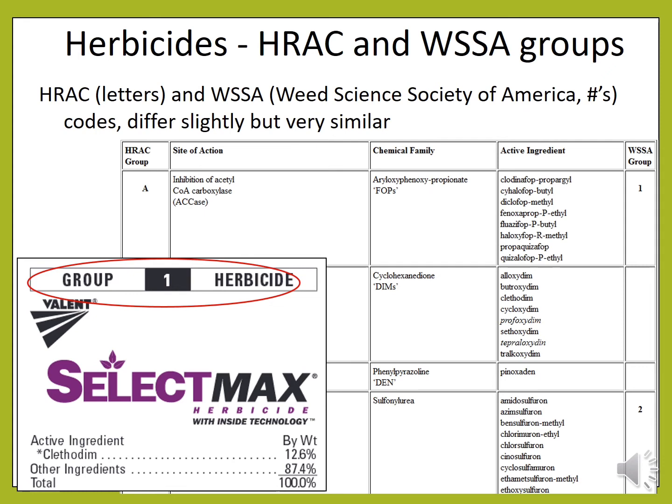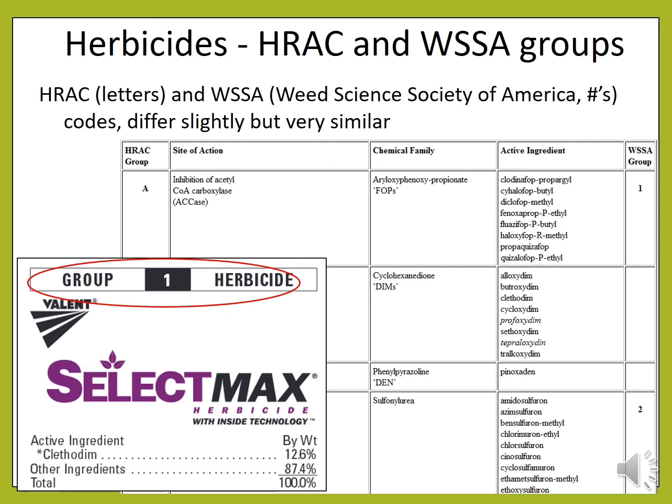Herbicides have two separate groupings. One's assigned by the Herbicide Resistance Action Committee and one's assigned by the Weed Science Society of America. The HRAC will use letters and the WSSA will use numbers for their codes. They're very similar, slightly different, but in most cases, they will be in alignment with one another.